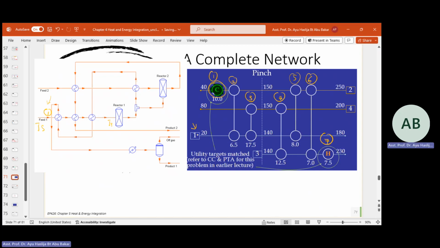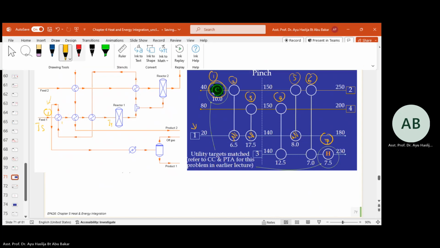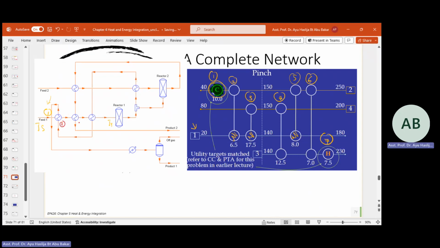Okay, from the network, there are 3 heat exchangers involved. Okay, this one, this, and this, which connect with stream 2, stream 4, and again stream 2. Okay, so here you see this. One, 2, 3 heat exchanger.